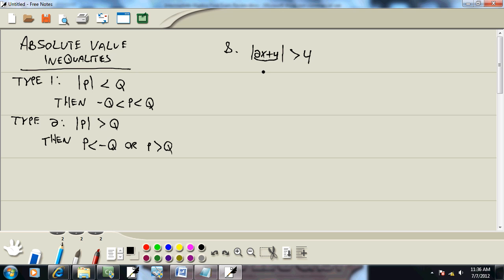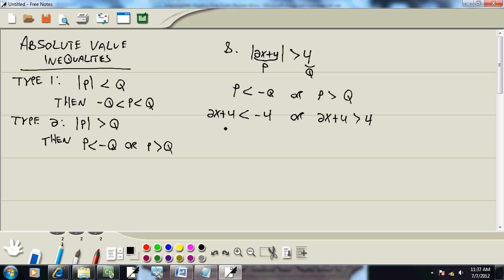Now, what's inside the absolute value is our P. The other side is our Q. And our formula says P is less than negative Q, or P is greater than positive Q. So wherever there's a P, we'll plug in 2x plus 4, and wherever there's a Q, we'll plug in 4. So we've got 2x plus 4 is less than negative 4, or 2x plus 4 is greater than a positive 4. Now at this point, these are linear inequalities, and you just follow your steps there.